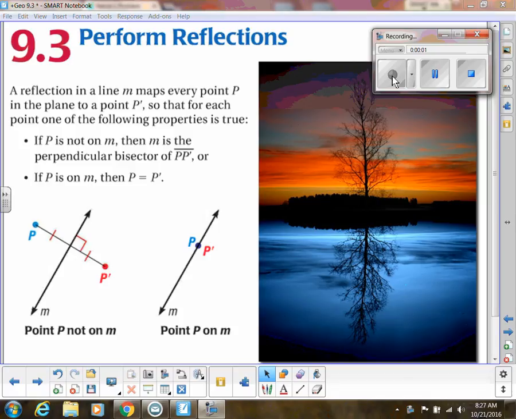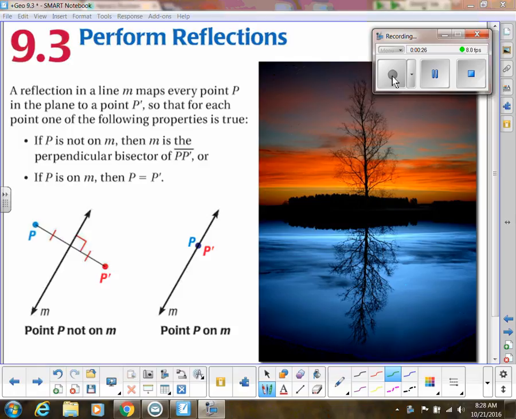So now we're talking about reflections, and I know you have done reflections before in middle school, but now we're going to connect it to the coordinate plane, and we'll do a little bit more complicated and algebraic analysis of it. All right, so by definition, a reflection in a line M maps every point P in the plane to point P prime, so that for each point, one of the following properties is true.